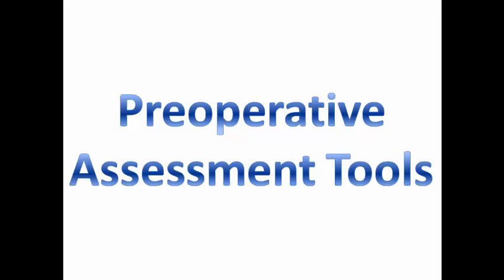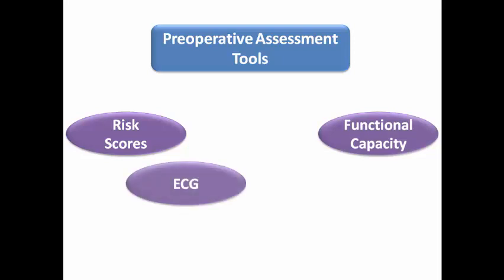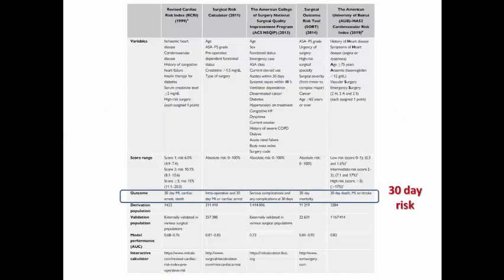After we finish the clinical risk evaluation, we are moving to some of the essential preoperative tools that we can use to assess this risk. They include the risk scores, functional capacity, ECG, biomarkers, and of course the non-invasive and in some cases invasive procedures. We can see here that they all measure the 30-day risk for morbidity and mortality regarding heart disease, and they don't use biomarkers as one of their variables.